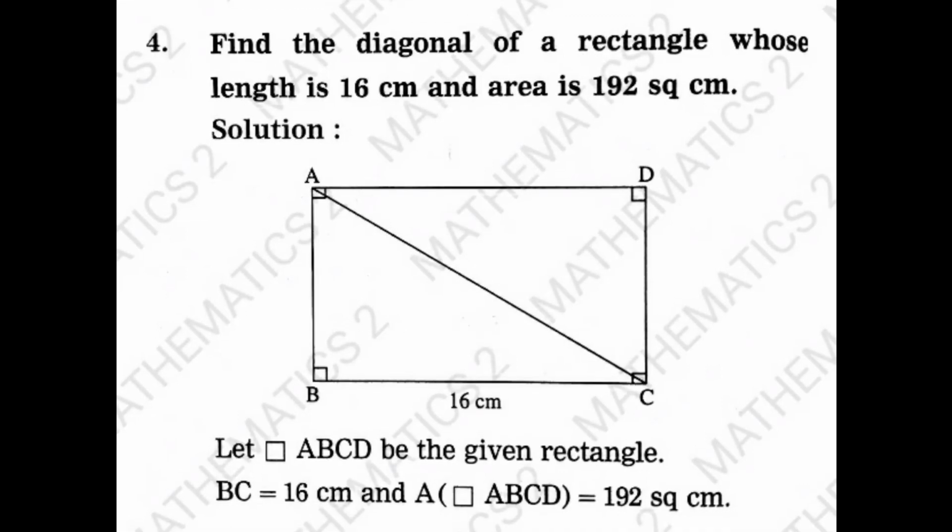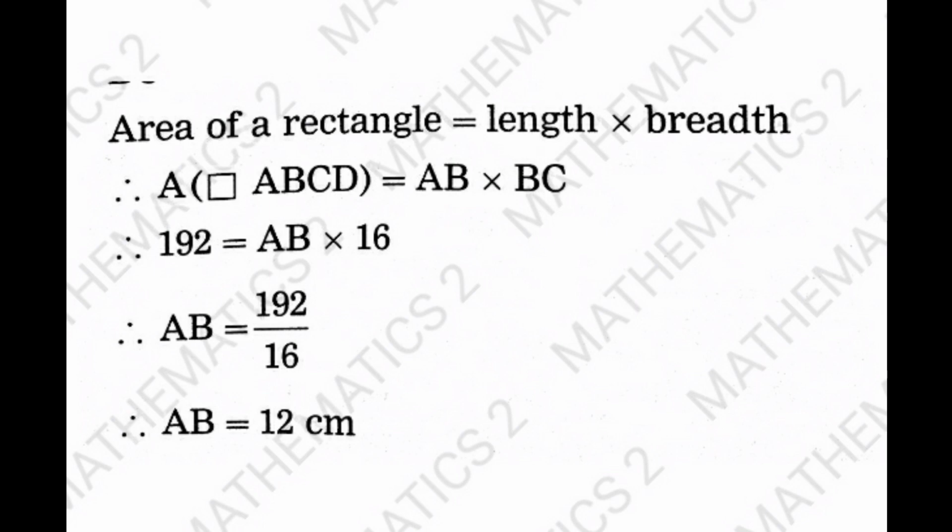Question number 4. Find the diagonal of a rectangle whose length is 16 centimeter and area is 192 square centimeter. So let quadrilateral ABCD be a given rectangle. Length BC is equal to 16 centimeter. Area of quadrilateral ABCD is 192 square centimeter. I have to find out the diagonal. So to know the diagonal, I should know the length and breadth. If I know the length and breadth, I will find out the diagonal using Pythagoras theorem. So first I will find out the breadth.